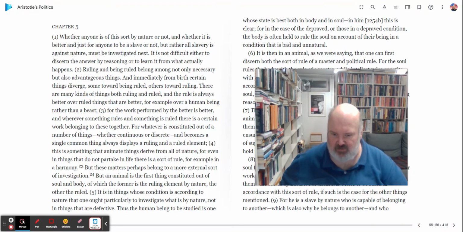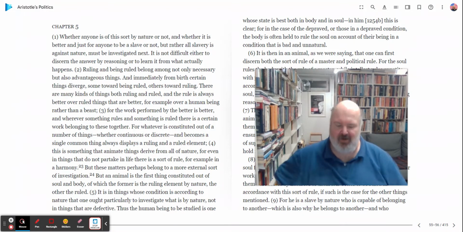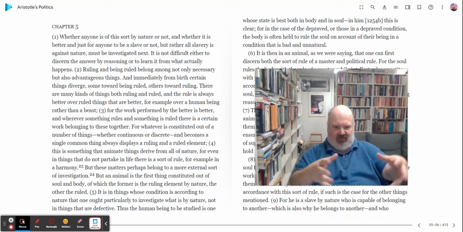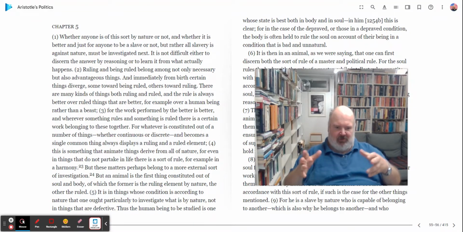It is in these things whose condition is according to nature that one ought to particularly investigate what is by nature, not in the things that are defective. In other words, this is interesting. Now, we should look towards why the thing is and the purpose of it, and not pay attention to the things that are defective. We should pay attention when we deal with the conditions of the things within nature by their nature. We should understand them as well.